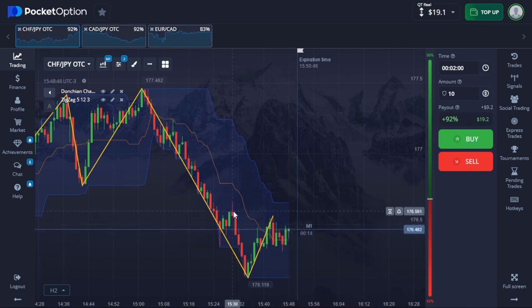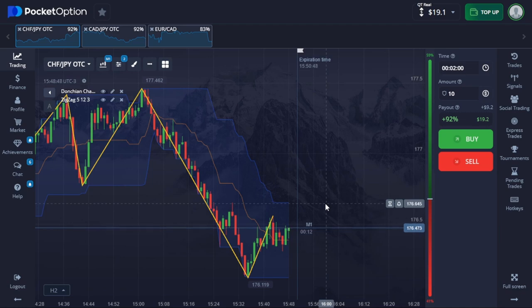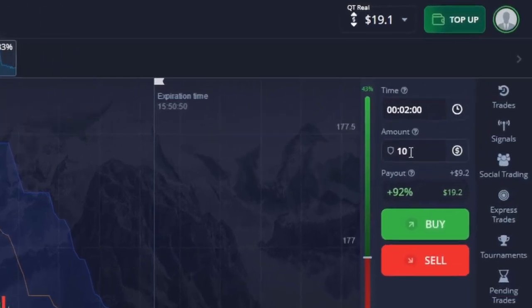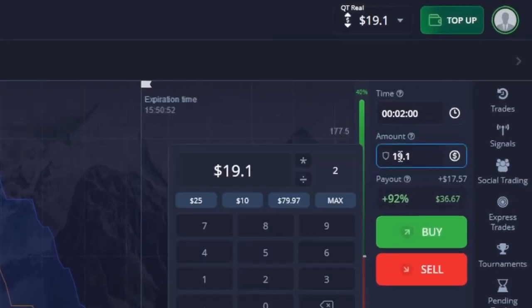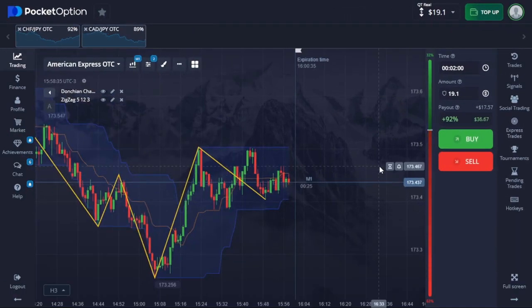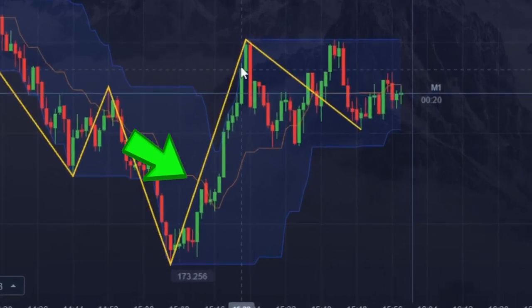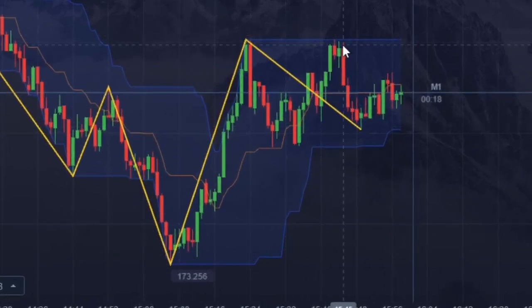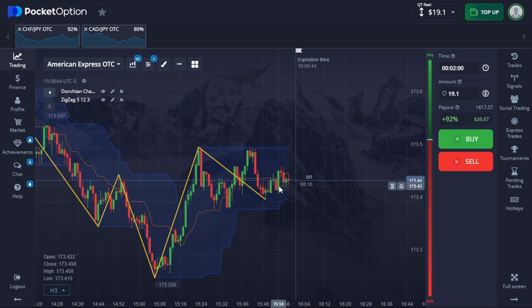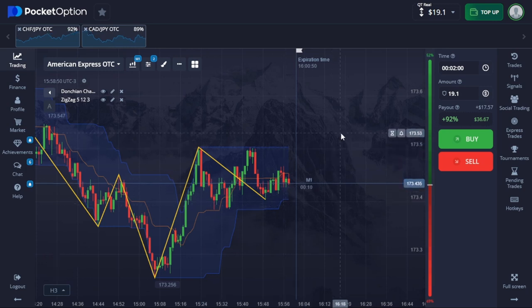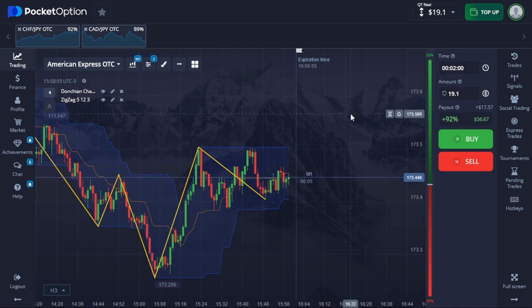Now I look for another entry with an amount of 1910 to see if the second entry is successful. Here I have a potential entry. The price is rising in this wave and retests, but doesn't break this point. The price attempts to cross the middle line of the Donchian channel, despite showing a flat pattern with the main indicator bearish. So I enter a 2 minute short on the American Express pair and see if this strategy works.